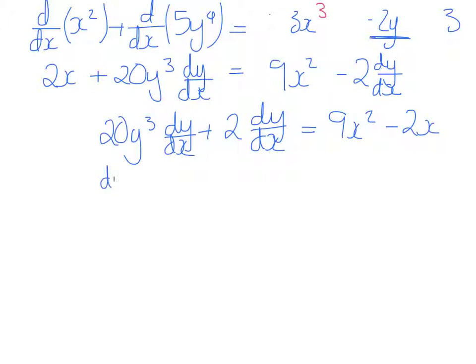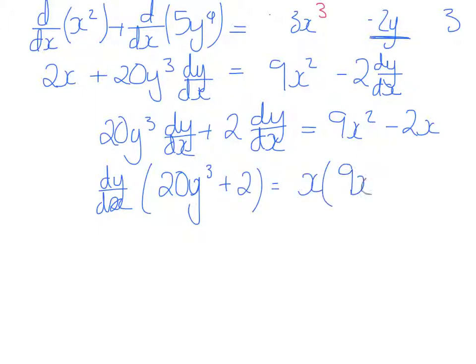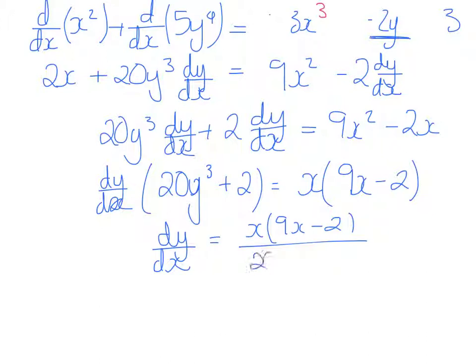Now I'm going to factorise as much as I can. So dy by dx is multiplied by 20y cubed plus 2, which is equal to 9x minus 2. So dy by dx, the differentiated version of this expression, is 9x minus 2 divided by 20y cubed plus 2.